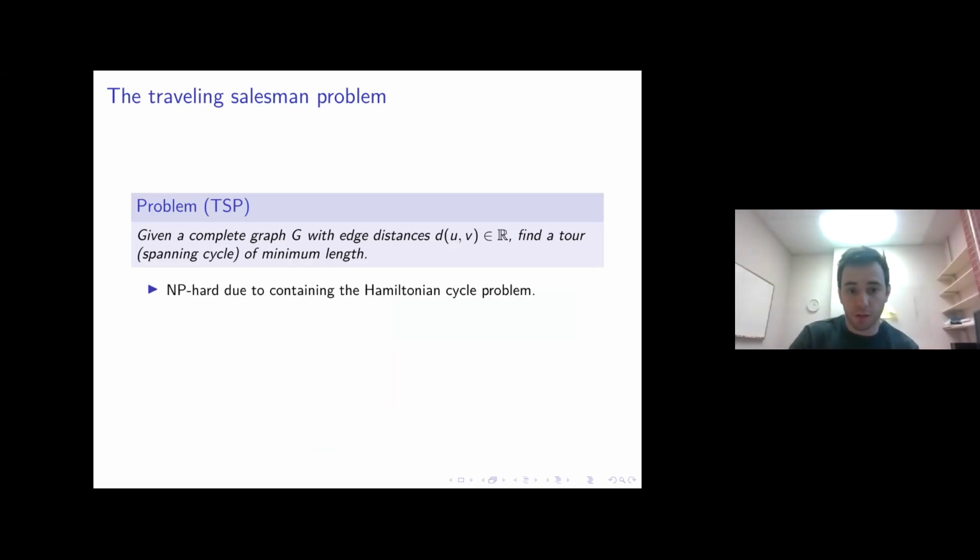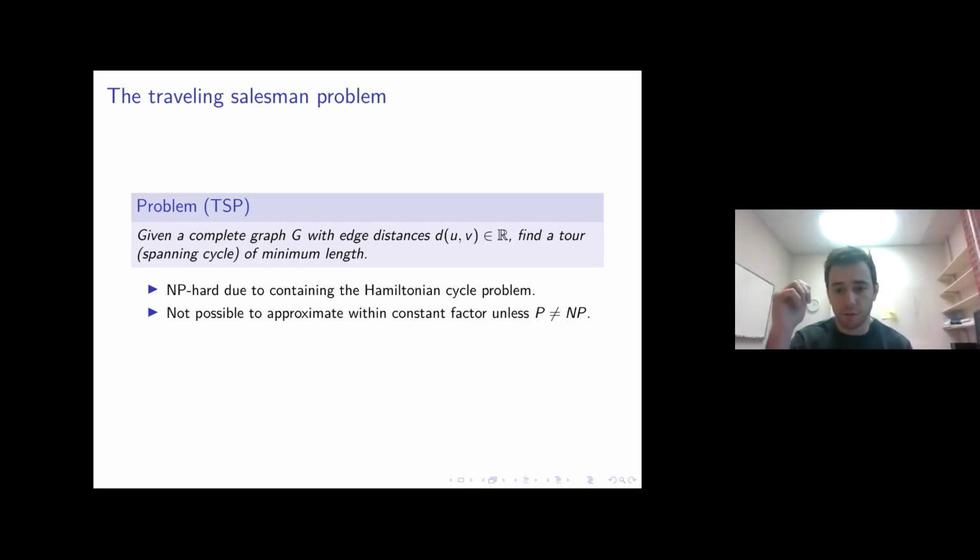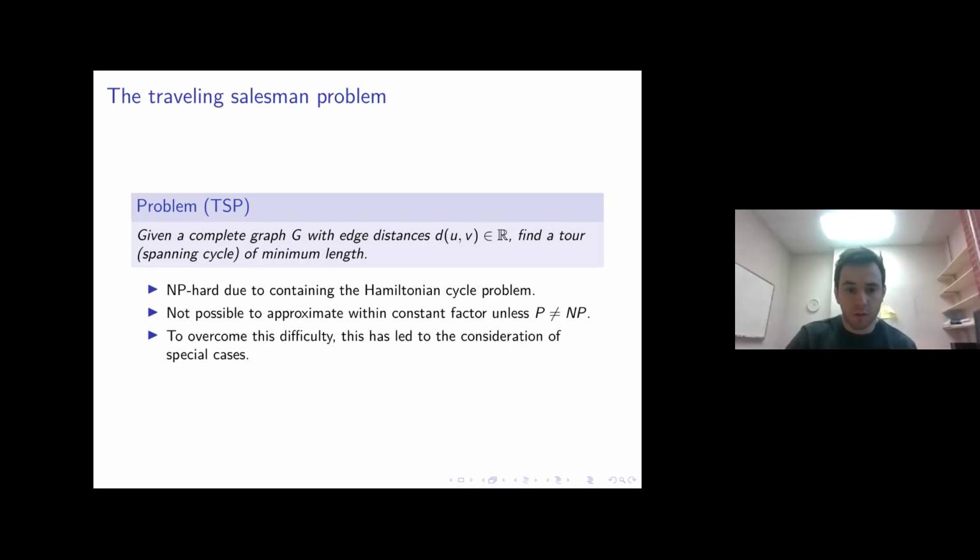This is NP-hard due to containing the Hamiltonian cycle problem. It's also not possible to approximate within a constant factor unless P equals NP. Because if you have any constant factor approximation, you can turn it into a polynomial algorithm to solve the Hamiltonian cycle problem, by weighting the edges of the graph in an appropriate manner. To overcome this difficulty, this has led to the consideration of many special cases.